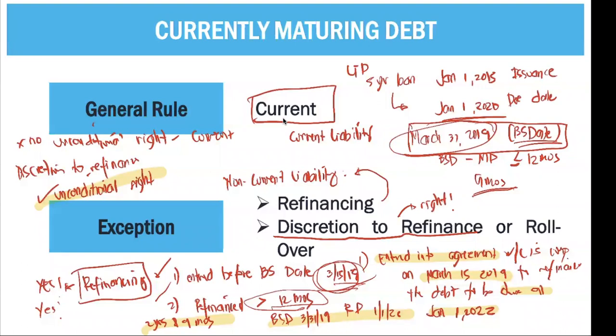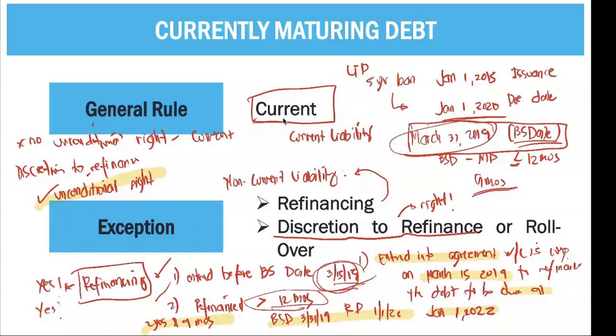In short, anytime you can just roll over the liability or refinance it. You can change the due date of the liability anytime, or anything you wish as to the due date of your liability. Okay?